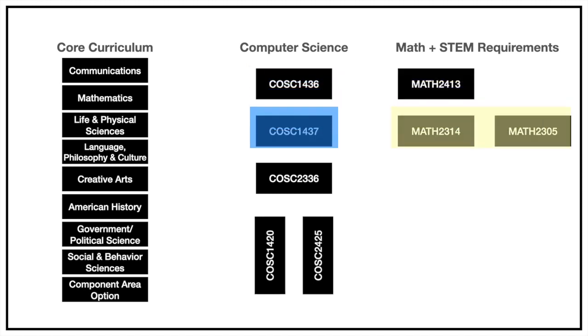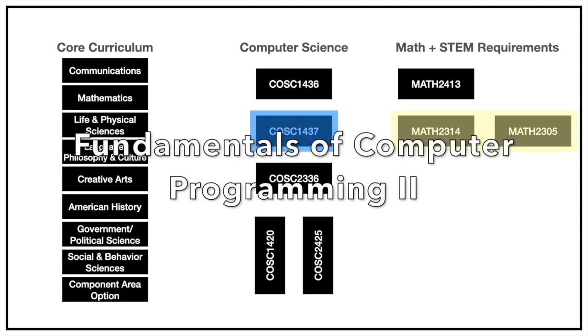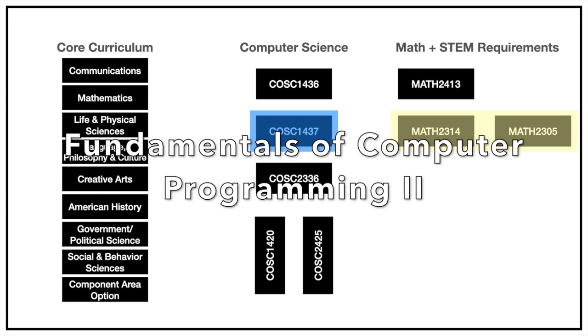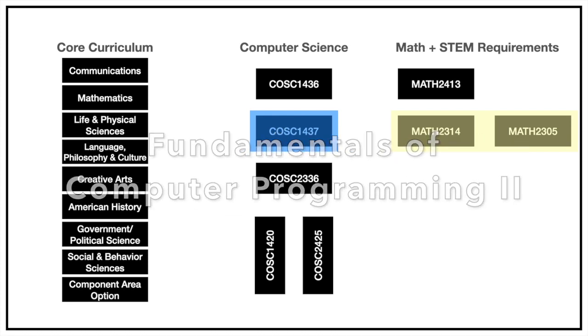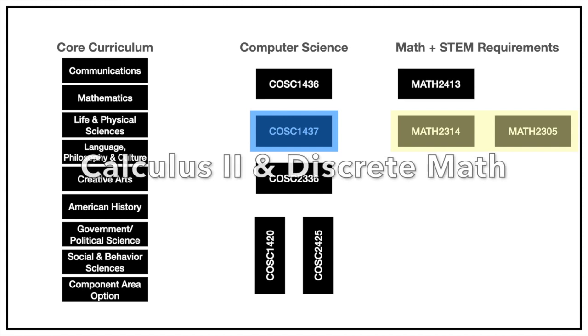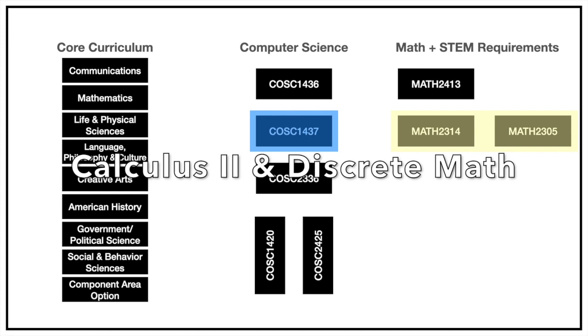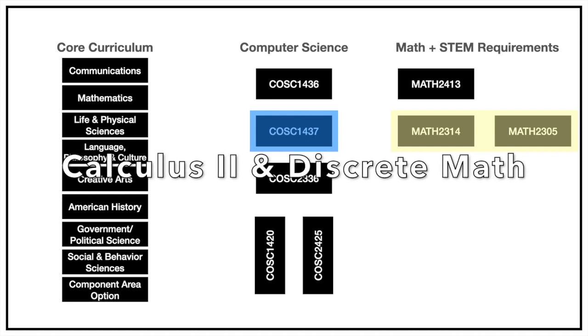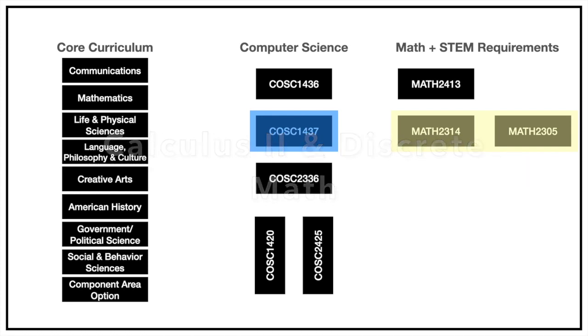After taking CS1, you will take Fundamentals of Computer Programming 2, also known as Elementary Data Structures and Algorithms. The course is COSC 1437, and we always recommend to take it with Math 2314 and Math 2305. This is Calculus 2 and Discrete Math. Make sure you keep that course in mind, Discrete Math, because you will need it once you transfer to UTEP or NMSU or any other 4-year institution.